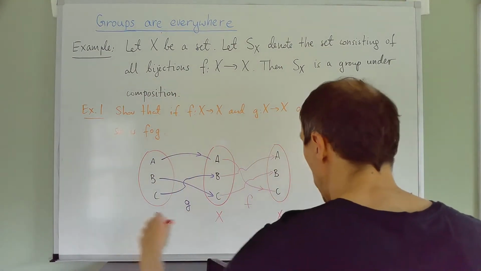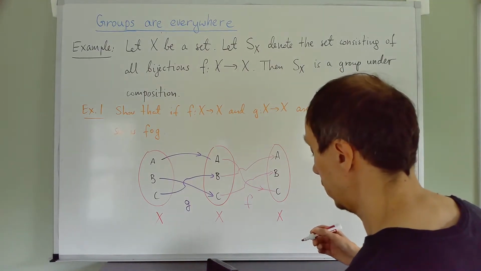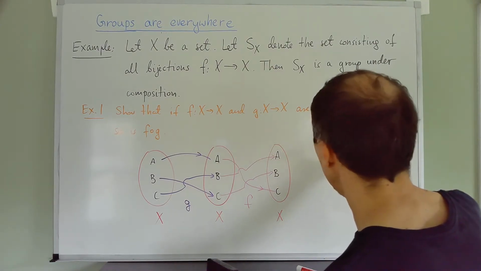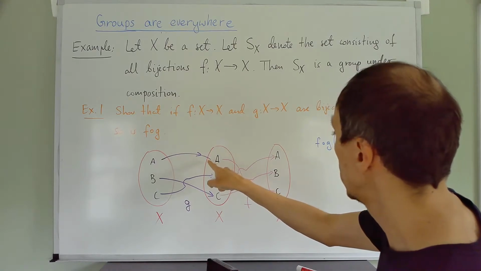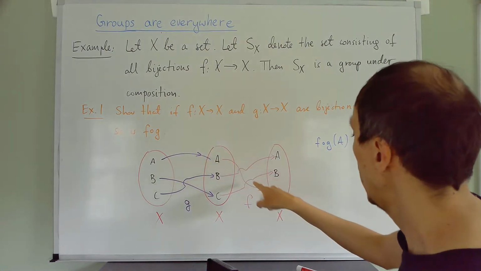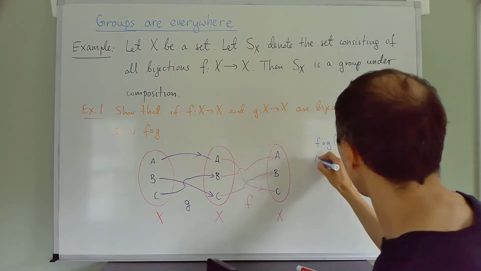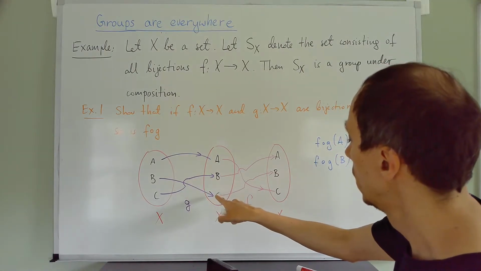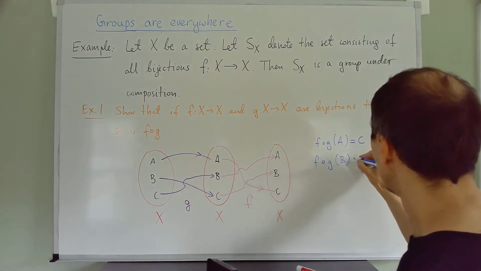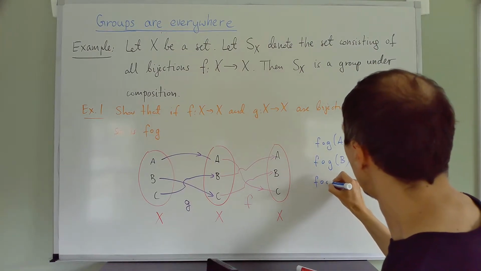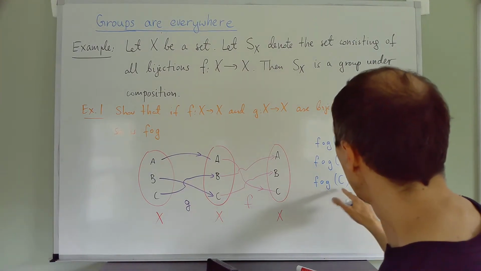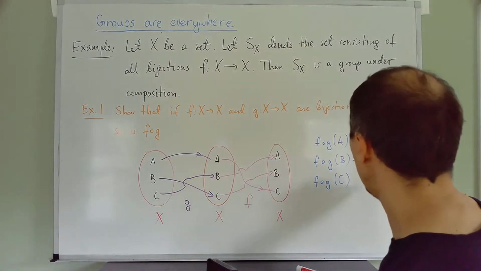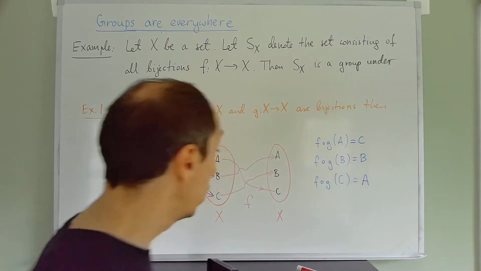So what about if I compose these two things? Let's just compute that. What's F composed with G of A? First do G, that maps A to A, and then A is mapped to C, so that's C. F composed with G of B: first G maps B to C, and then F maps C to B, so that's B. And finally, what's F composed with G of C? C is mapped under G to B, and then all the way to A. So this is A. You see, it's a bijection again, right?